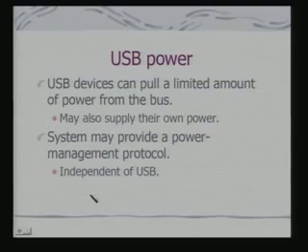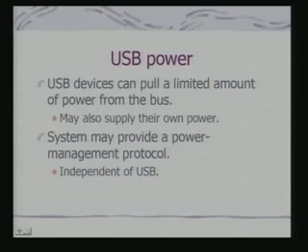USB devices can pull a limited amount of power from the bus. If a device requires additional power, it may be connected to a power line, but if it is not so, it can draw power from the bus itself. So, my flash disk which I connect, which does not need additional power, is actually drawing power from the bus itself. And the system may provide a power management protocol, which is independent of USB. What would be the basic motivation of this power management protocol? If the device is not being used, shut down the power to it, so you actually save power in the process of communication.